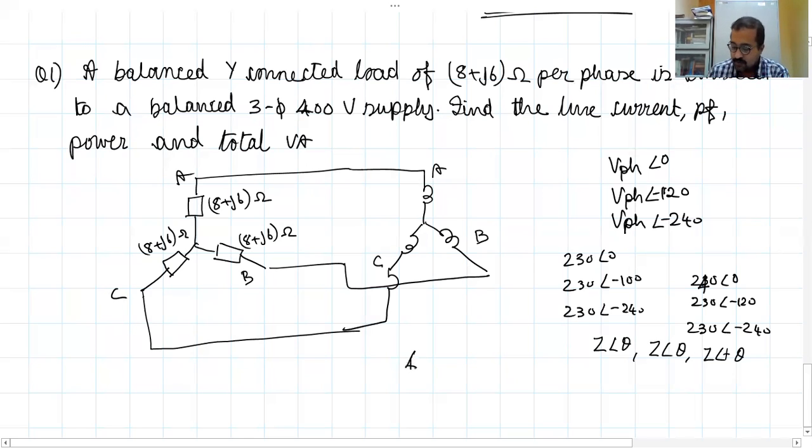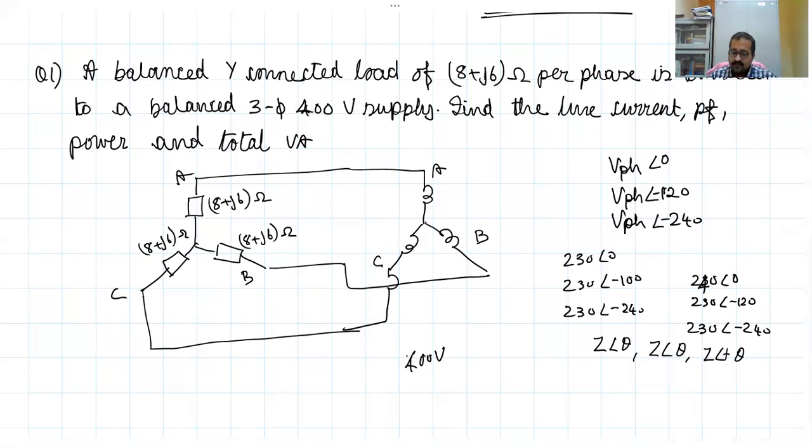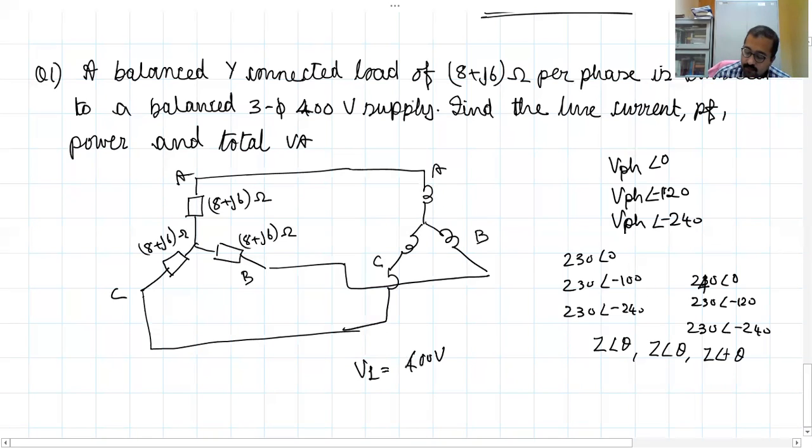What is this 400 volt? Is this the line voltage or the phase voltage? The 400 volt given is always the line voltage. In a three-phase system, when you mention a voltage and nothing is specified, it is to be taken as the line voltage. So 400 volt is the line-to-line voltage. Now we know it's a star connection, so the phase voltage will be VL divided by root 3, that means 400 by root 3.